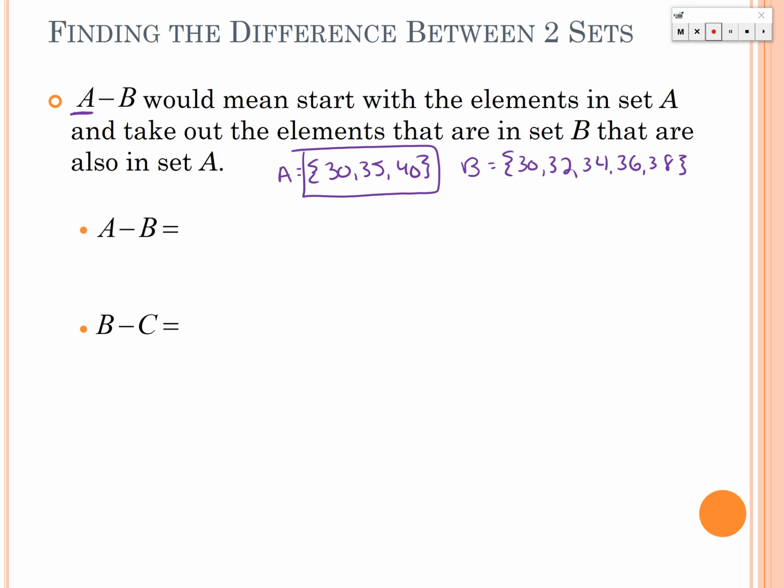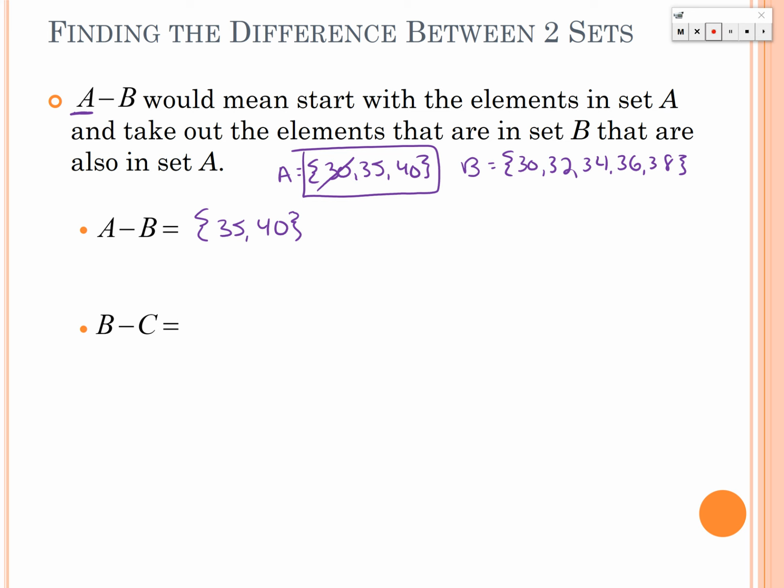And we take out anything from set A that we find in set B. So what do A and B have in common? Just 30. So the difference of A and B would be 35 and 40. That's the elements that are different in A. So you take out anything that's common. You always start with the first set. The other elements in B, we don't care. We're starting with A, taking out anything we find in B.